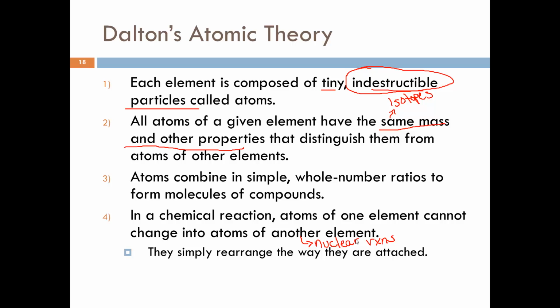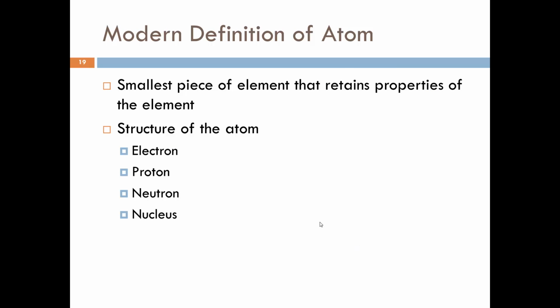That brings us to the modern definition of an atom. It's the smallest piece of an element that retains the properties of the element. It's the building blocks. And there are things inside of the atom we know now. We have electrons, protons, neutrons, and a nucleus. And now we're going to start discussing how these were discovered.